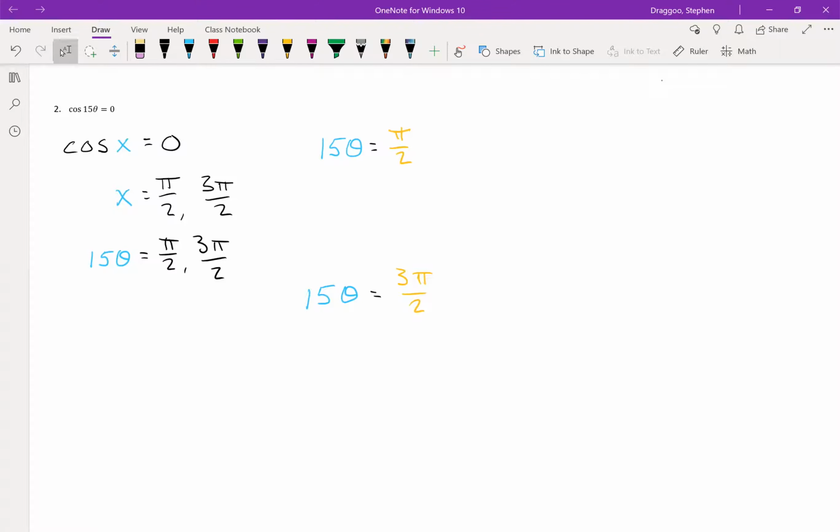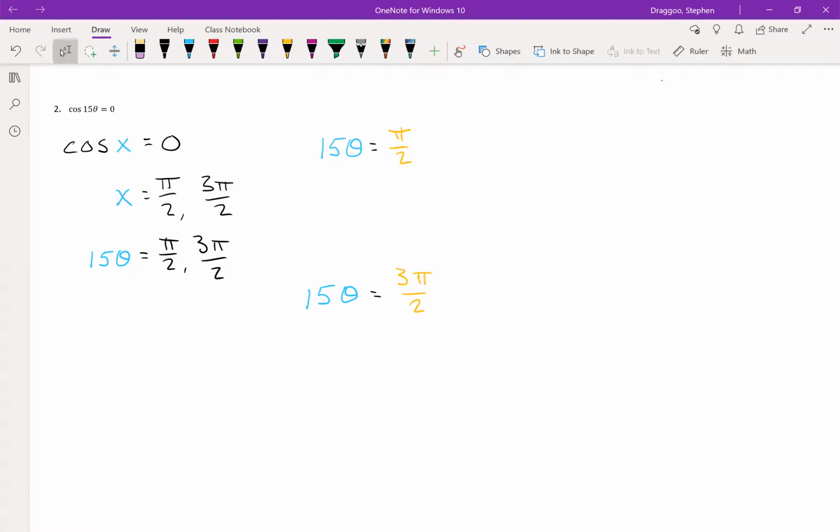All right, if we take a look at problem 2, this time we've got the cosine of 15 theta is equal to 0. Plus we're adding even one more new element. So in every other equation we've looked at, we've just had sine of theta equals something or cosine of theta equals something. This time, though, we've got a coefficient on the inside of our trig function that's attached to theta.